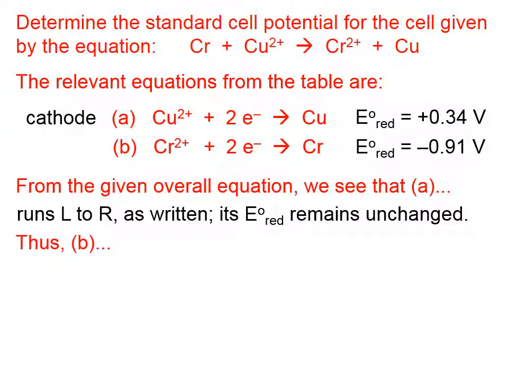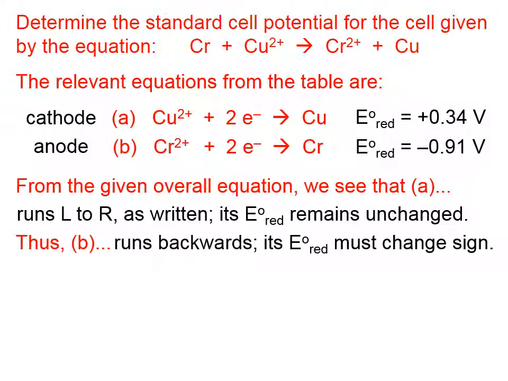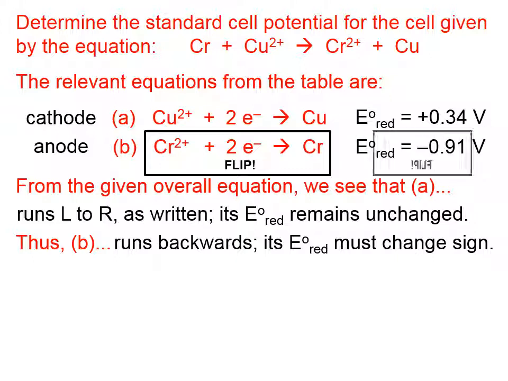What about equation B? Well, if equation A is the cathode, then equation B must be the anode. And the anode is an oxidation, which means that the equation that's shown, which is a reduction, actually runs backwards. And when we do something with the reduction potential, we're going to have to change the sign. In other words, we're going to flip this equation and we're going to flip that sign.